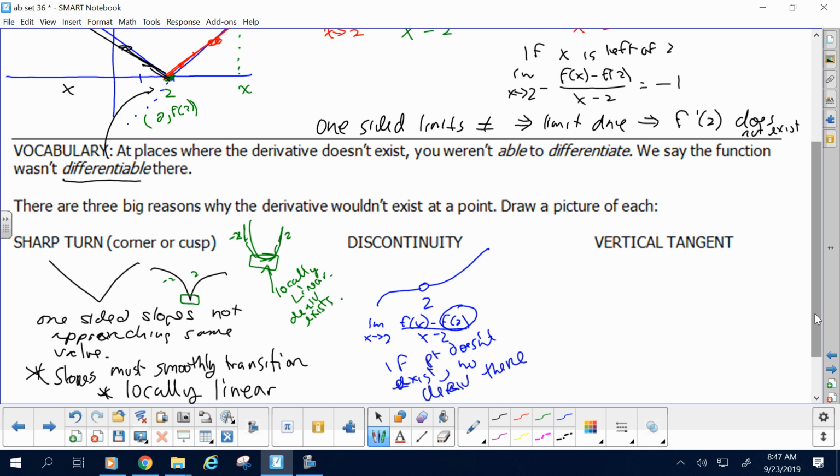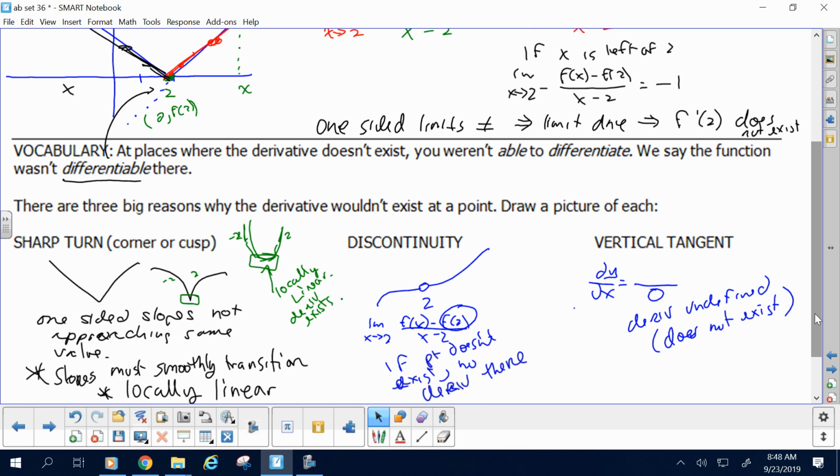All right, last but not least, we get this all the time. When you get a derivative with 0 in the denominator, that's a vertical tangent. Here, the derivative is undefined, and so does not exist is the third case there. So there are 3 cases where the derivative won't exist, or a function is not differentiable. Where there's a sharp turn, where there's a discontinuity, or if there's a vertical tangent, it's undefined slope.